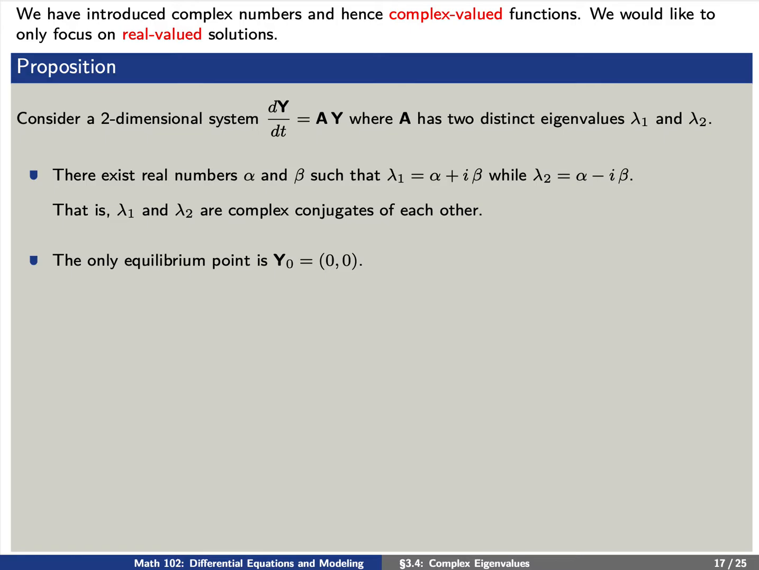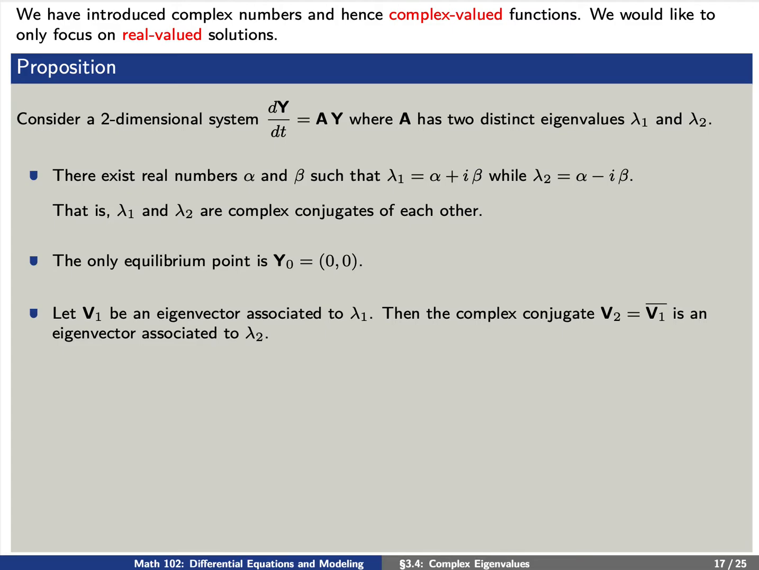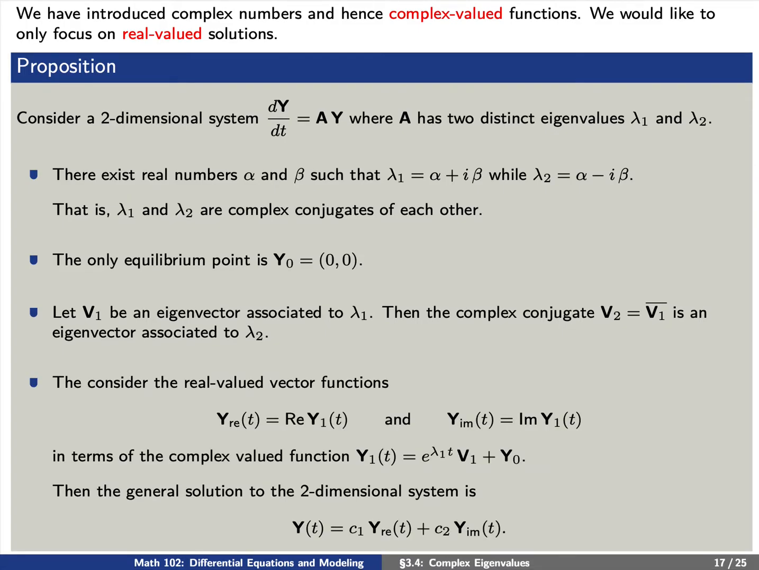Second, the only equilibrium point, y sub 0, is the origin. Third, let v sub 1 be an eigenvector associated to our eigenvalue lambda sub 1. Then its complex conjugate, v sub 1 bar, is an eigenvector associated to the eigenvalue lambda sub 2. Finally, let's consider the two real valued functions y sub re, which is the real part of y sub 1 of t, and y sub im, which is the imaginary part of y sub 1 of t. These are both in terms of the complex valued function y sub 1 of t, which is just a straight line solution. Then the general solution to our two-dimensional system can be expressed as capital Y equals c sub 1 times y sub re plus c sub 2 times y sub im.